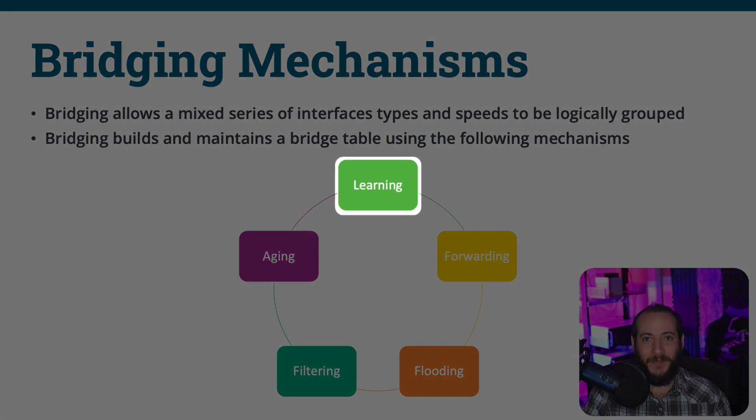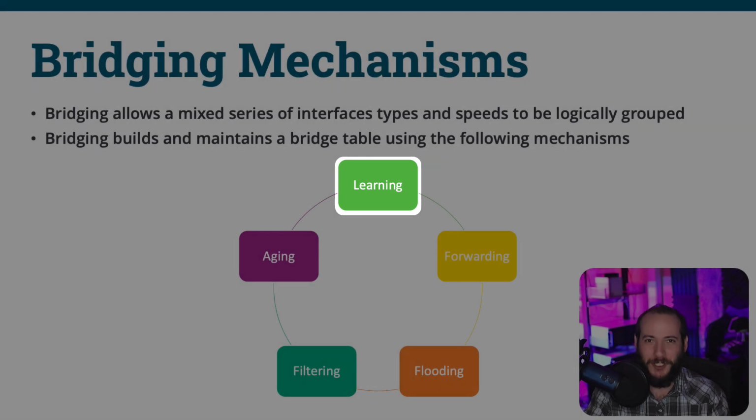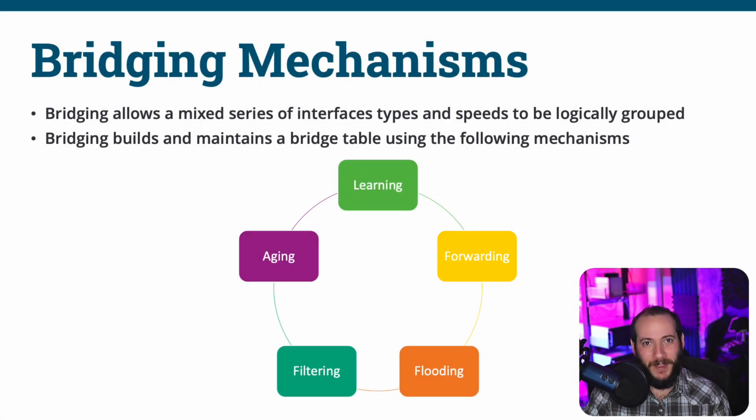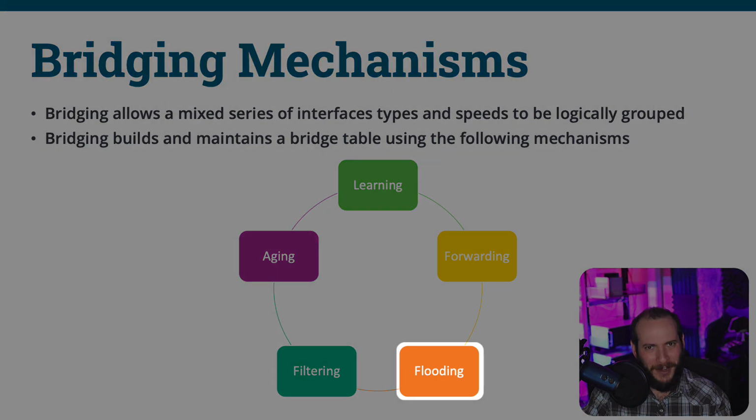First, we have learning. This is the process by which the bridge learns which MAC addresses are reachable through which ports. The switch inspects ingress frames and notes the source MAC address, saving the information of which port that source MAC address was seen on to be able to forward any return traffic. Next, we have forwarding. This is the mechanism used to look up the destination MAC address seen on a frame and determine which port to forward the frame out of. If no match is found in the bridging table, typically a switch will flood the frame out all interfaces to ensure its delivery. This leads us into our next mechanism, flooding.